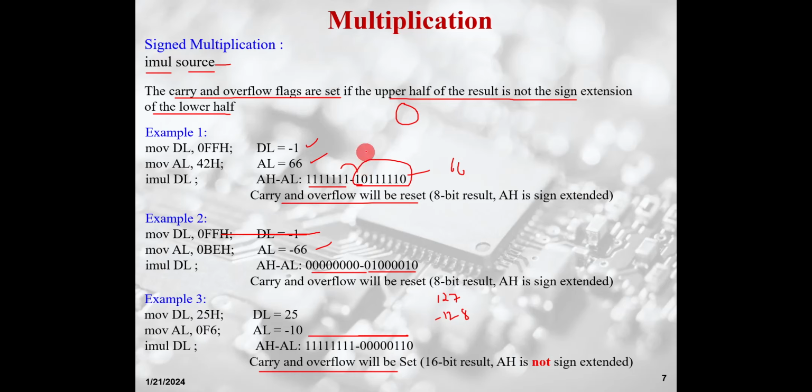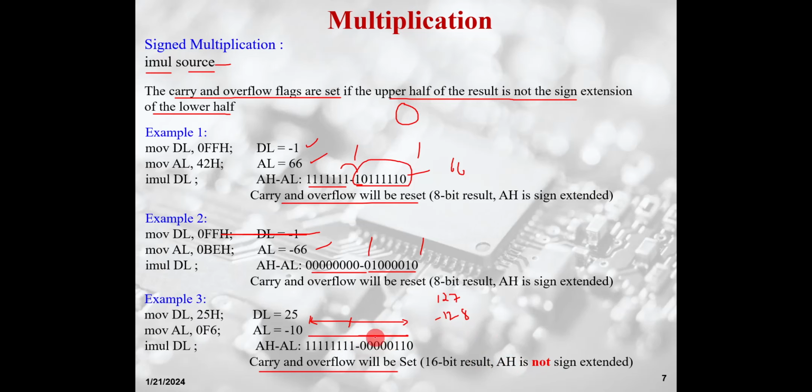If they are not set, that means this much is the information, and only this much has the total information. This is the redundant information. Whereas if carry and overflow have been set, that means this is not redundant information. This entire thing together is the actual answer. So it is not a sign extension. That means that, right?